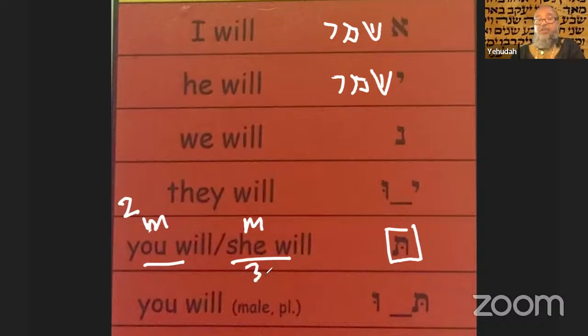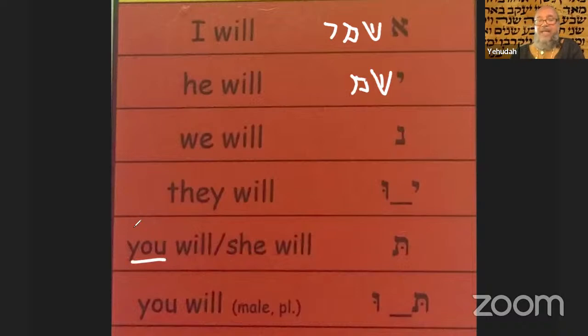So third person, feminine, singular is used right here. She will. So the tav right there, that's what could get a little tricky, because you'll say, well, how do I know if it's a "you" masculine? Or how do I know it's "she," third person feminine, singular? How would I know? Because it's both using the same letter. How would you know?